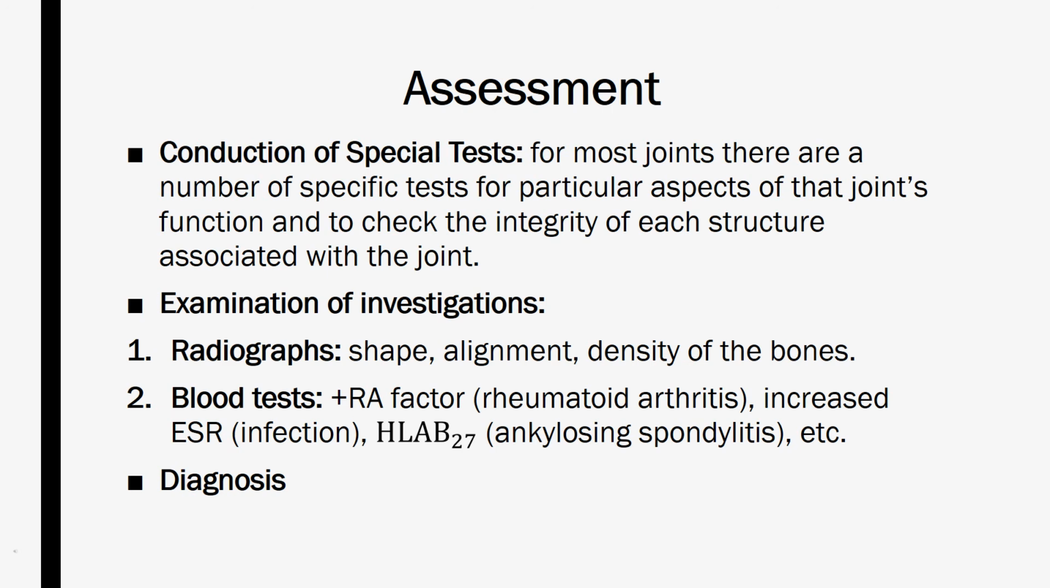Next is examination of investigations. Number 1, radiographs for shape, alignment and density of the bones. Second, blood tests. Example, RA factor for rheumatoid arthritis, ESR for infection, HLA-B27 for ankylosing spondylitis, etc. Last but not the least is to give a final diagnosis.